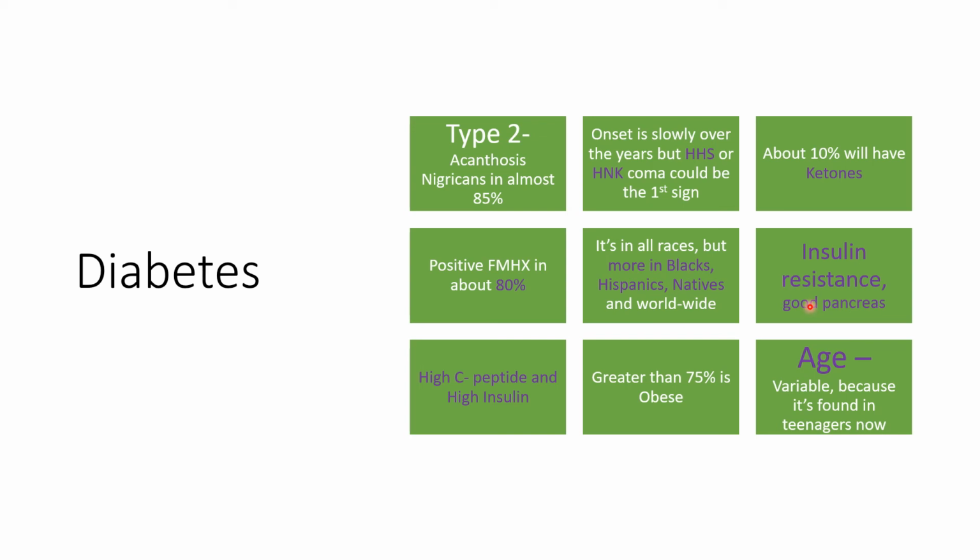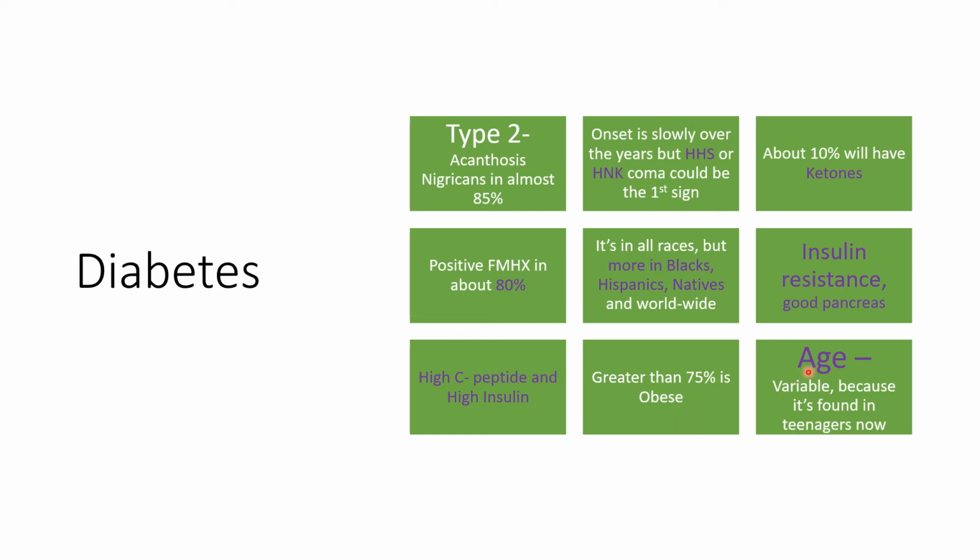Take that. They do. But there's resistance to insulin. Here they will have high C-peptide and high insulin. Why that? The pancreas is working well. Beta cells are working well. Islets of Langerhans have no problem. Then where's the problem? Yes, they're suffering in the midst of plenty, right? But greater than 75% of people with type 2 will be obese, or BMI will be greater than the normal for their age and height.